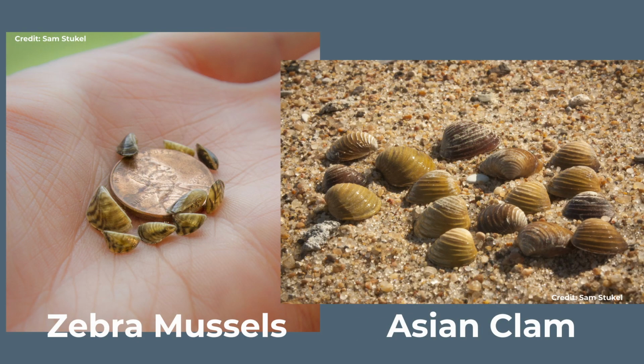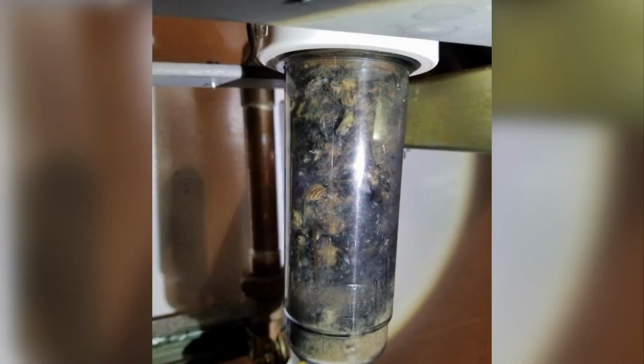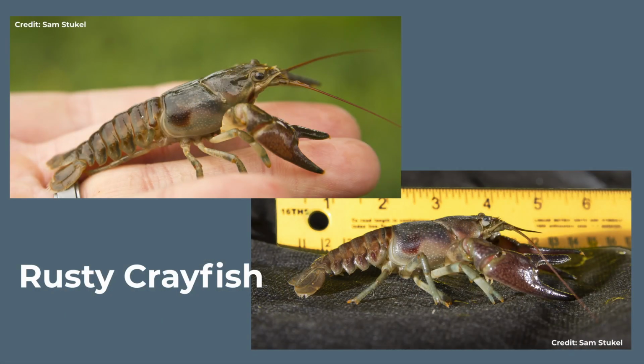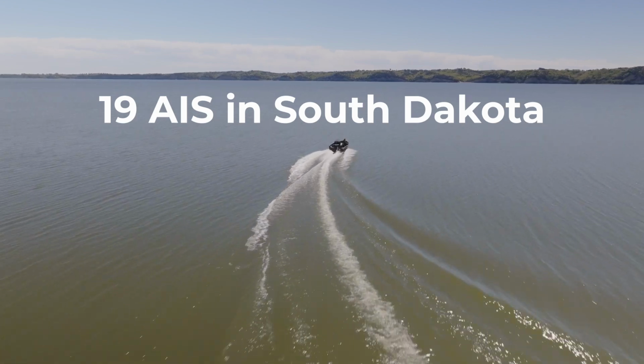Invasive invertebrates, such as zebra mussels and Asian clam, will filter large volumes of water. This reduces the number of plankton available for native mussels and juvenile fish like walleye. Zebra mussels also damage property and infrastructure by attaching and forming large colonies. This can cost a lot of money to manage and remove them. Other invasive invertebrates, such as rusty crayfish, are more aggressive than native crayfish and can outcompete them for food and space. Currently, there are 19 AIS in the state of South Dakota.